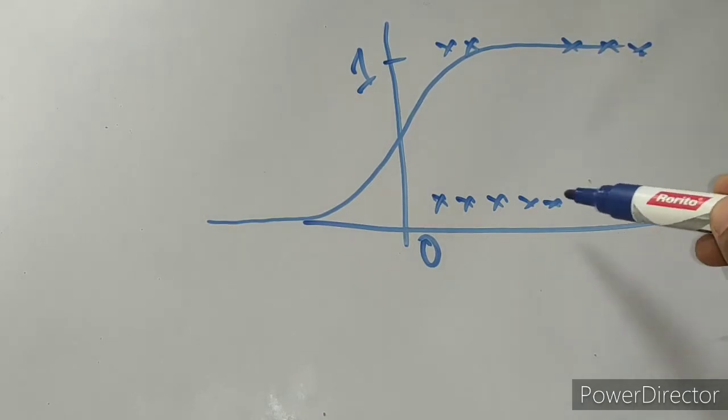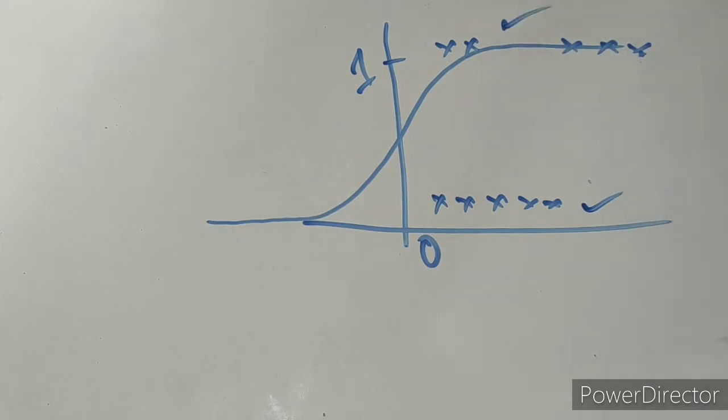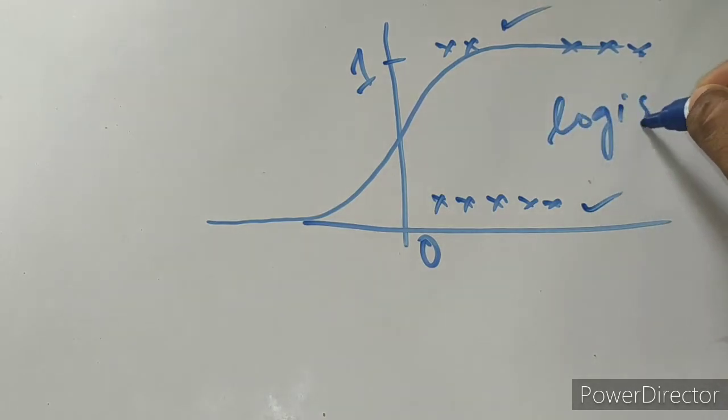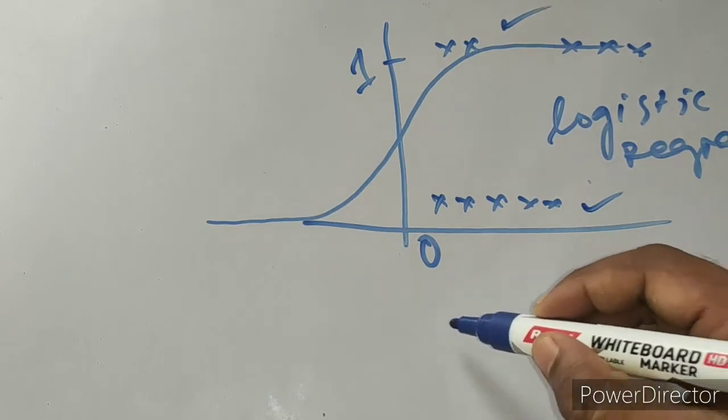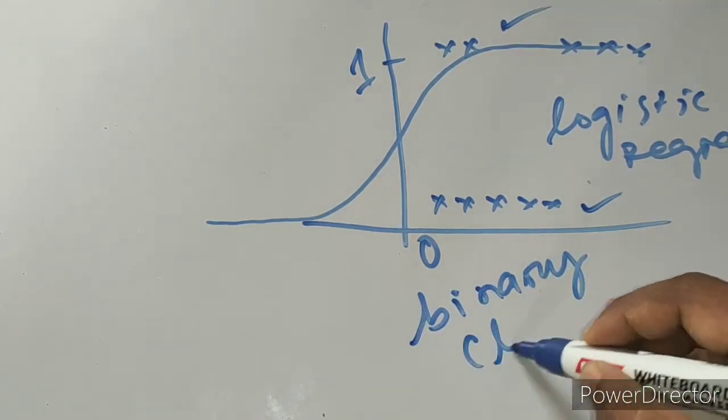It means either the data will be present with 0 value, or it will be present with 1 value. There is no other value. Out of 0 and 1, we have to choose whether the data belongs to 1 or whether the data belongs to 0. That we need to check. This is what happens in logistic regression, also known as binary classification.